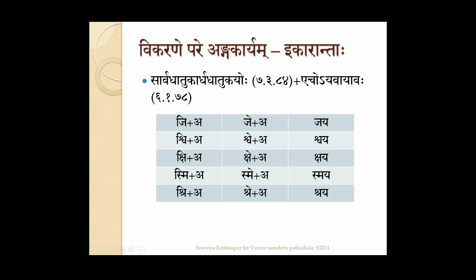So for all ikaranta dhatus there is guna by sarvadhatuka ardhadhatukayoh followed by ayadesha by echo ayavayavah. So ji iti dhatuh, ji a, gune je a, ekarasya ayadeshe jaya. shvi, shve, shvaya. क्षि, क्षे, क्षय. स्मि, स्मे, स्मय. श्री, श्रे, श्रय. Sarvatra, so if you go and look at all the ikaranta dhatus in that category, however many, it is all the same. Sarvatra gunah bhavati, ayadeshah bhavati, angam siddham. So once you have this anga, you just get jayati, jayatah, jayanti, jaya anti, there is ato gune. So we just go to that previous slide and the forms are ready. So etesham dhatunam chaturlakareshu rupani siddhani. That is all. There is nothing else in the whole prakriya.